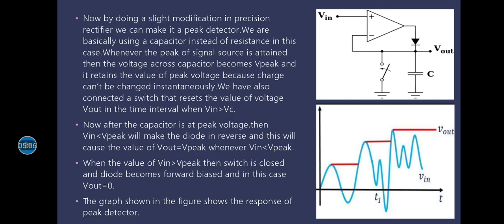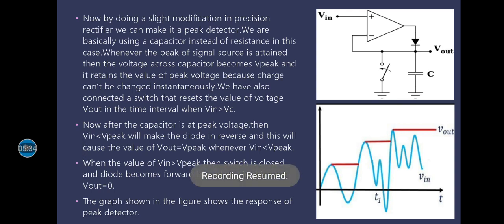Now moving on to our third device, peak detector. Peak detector is a device which will detect peaks in the input signal. So for this, we will basically modify the precision rectifier by changing the resistance to a capacitor, and we will use a switch here which will reset the voltage across capacitor whenever we want to do it.